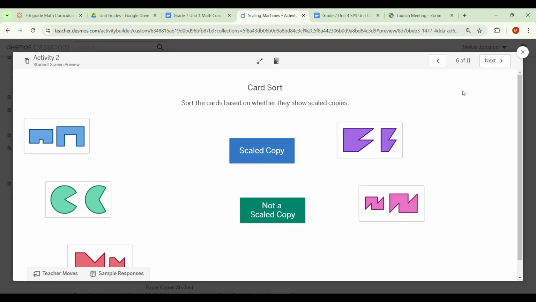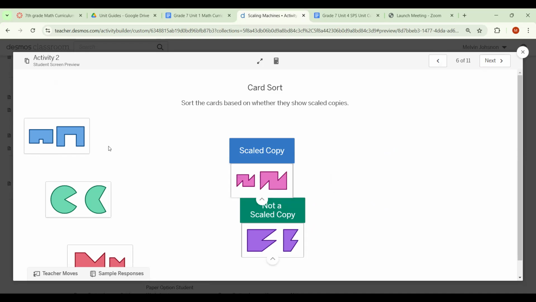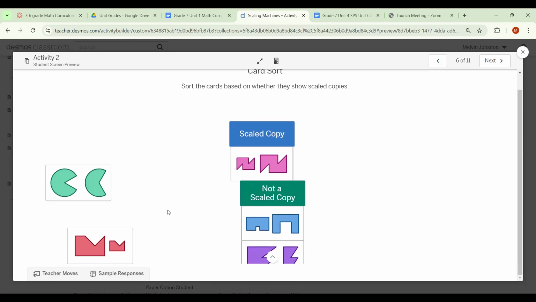So let's see. Does this show a scale copy? This is flatter, sharper. See that? So this is considered not a scale copy. You're right. What about this one? Same thing, only a smaller version. So this is considered a scale copy, right? What about this one? This is very narrow. This is very wide. This is not a scale copy. Good. Let's move on. This opening is really wide. This opening is narrow. So this would be considered not a scale copy. You got it.